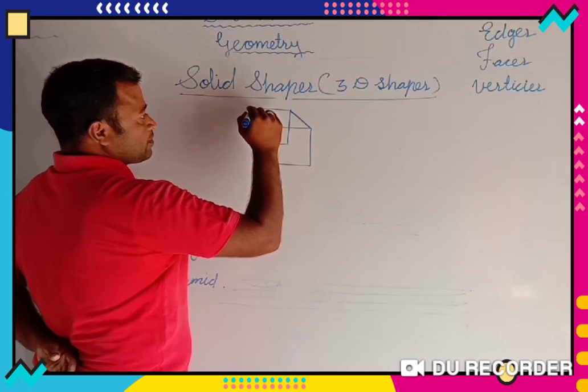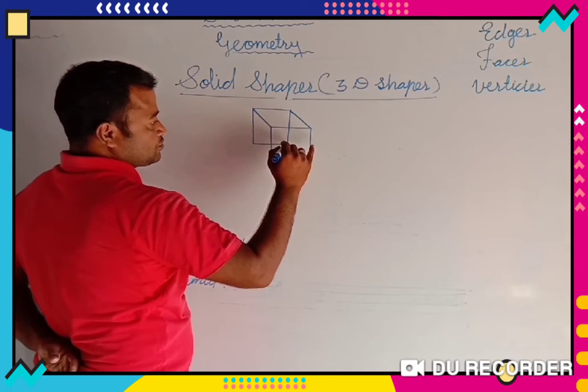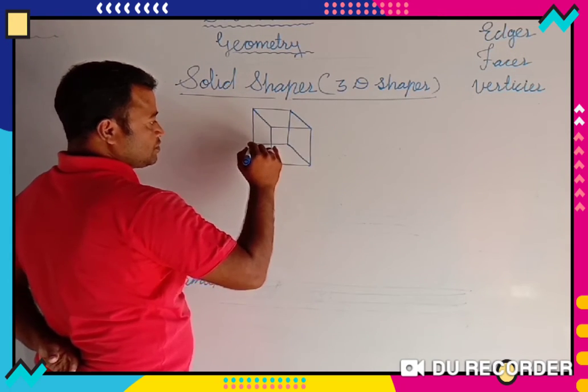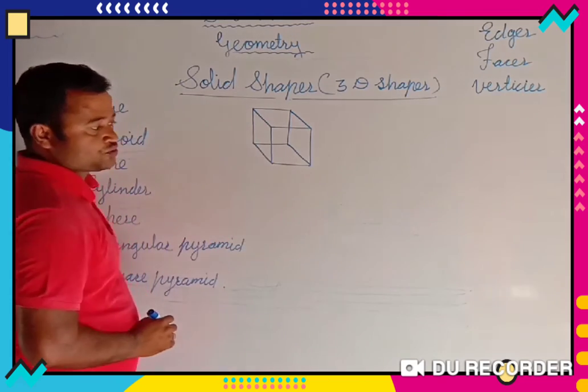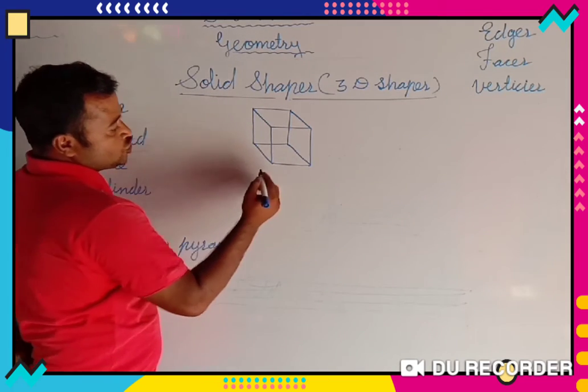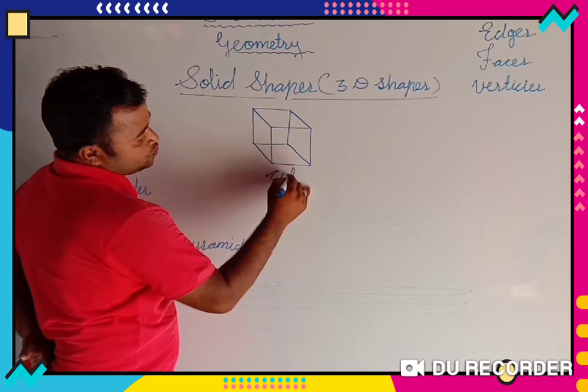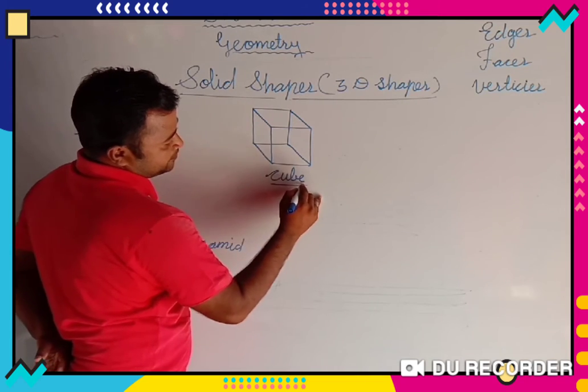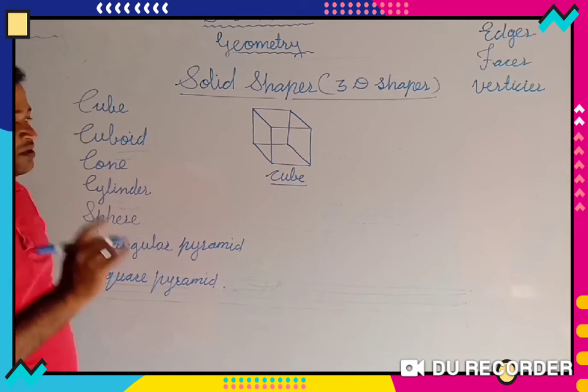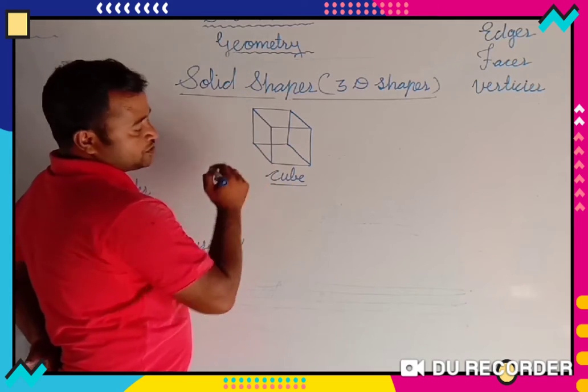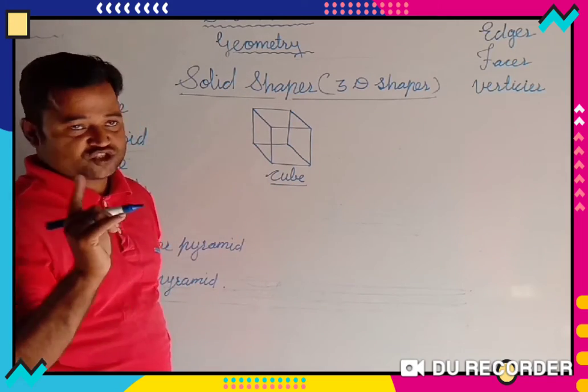These two, these two, these two, and these two. Right? This is a cube, C-U-B-E. Always keep in mind that each face of a cube must be a square.